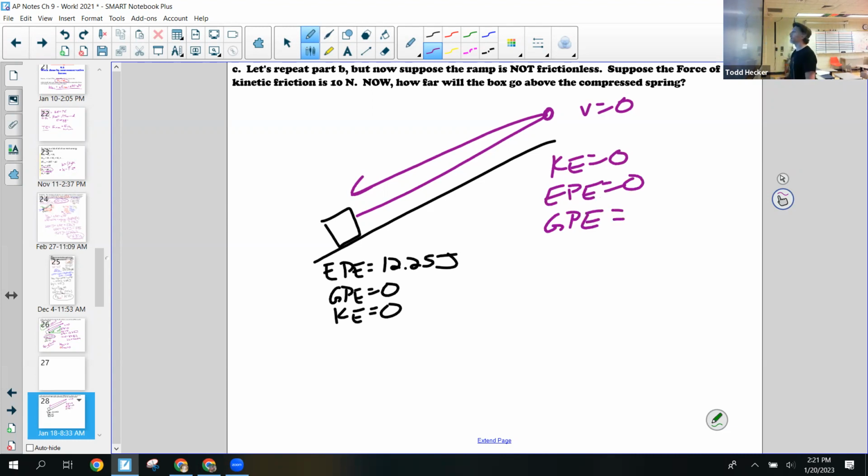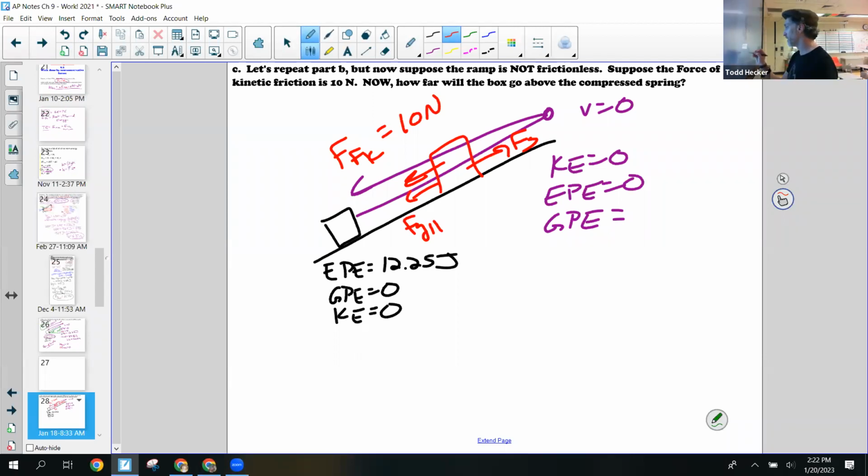Now our total energy is not constant because as the block slides up the ramp, we're going to have a force of kinetic friction of 10 newtons, and then Fg parallel, and I guess the force of the spring for part of it, right? Now, the force of the spring is changing, the force of gravity is changing, but those are conservative forces.